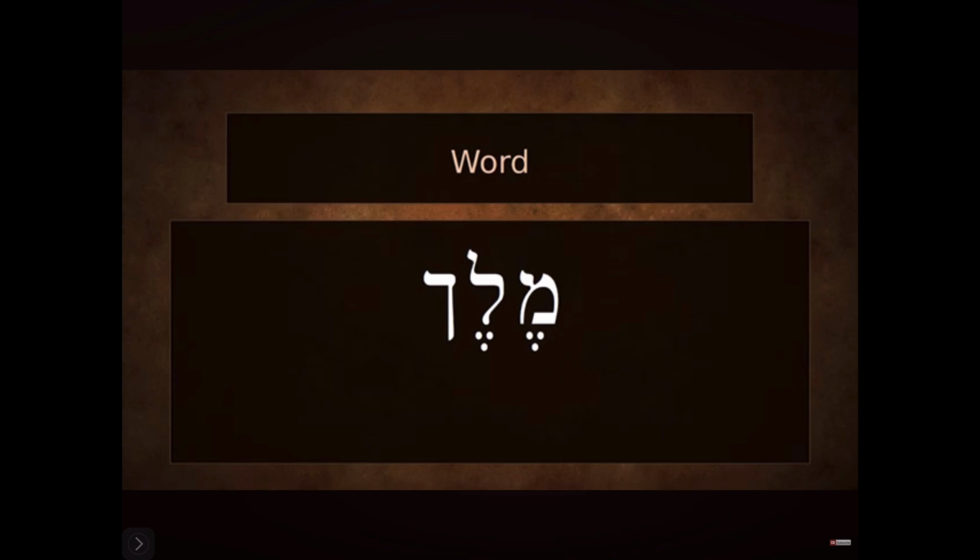So let's pronounce this word. Mem is ma, segol is eh, lamed is la, segol is eh, and this kaf has no dagesh, so it is pronounced ch. Altogether, this is pronounced me-le-ch, melech. Melech means king.